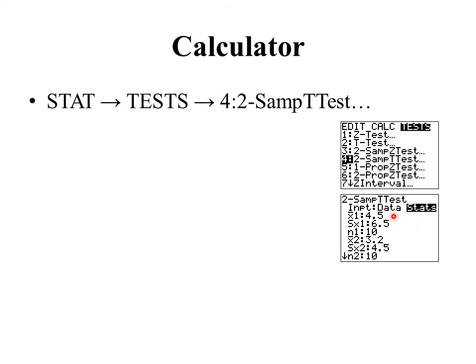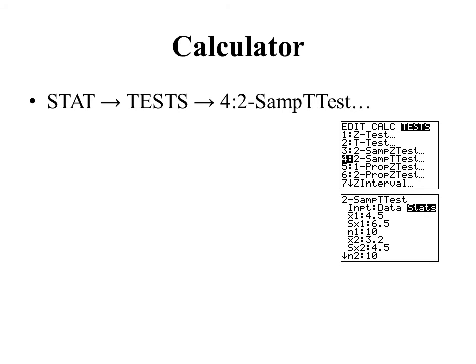Like with our other t-tests, we have two options for how we input our information. If we have raw data, then we can enter those two samples of data into the calculator and then choose the names of those lists, and it'll calculate everything for us. But that's not what we have. We don't have raw data. Instead, we have summary statistics.